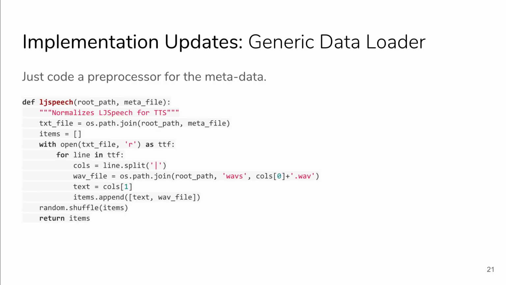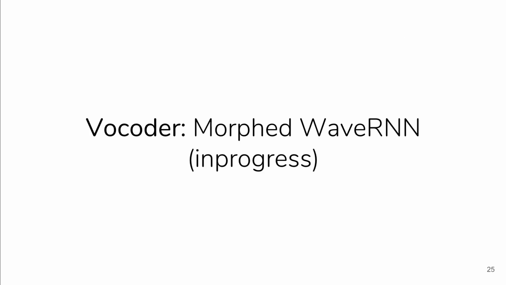Generic data loader makes it a lot easier to use TTS for new datasets. The user only needs to write a simple adapter for her own dataset, and then she can easily train a new model. Our current research mainly focuses on vocoder part of the model.